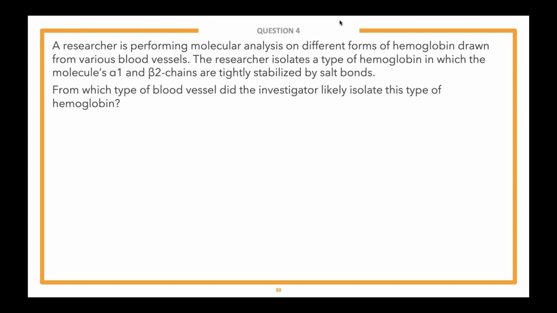Let's do that again with this question. This question is now asking us an experimental question, and you will see various types of questions like this on Step 1. So they're asking us about different forms of hemoglobin from various blood vessels, and then this researcher isolated a specific type of hemoglobin in which the alpha-1 and beta-2 chains are tightly stabilized by salt bonds. So they're asking us, which type of blood vessel was this isolated from? Okay, so how many steps is this question? Well, a little tough without going too much in depth, but I think we need to figure out what type of hemoglobin they are getting at when they say type of hemoglobin.